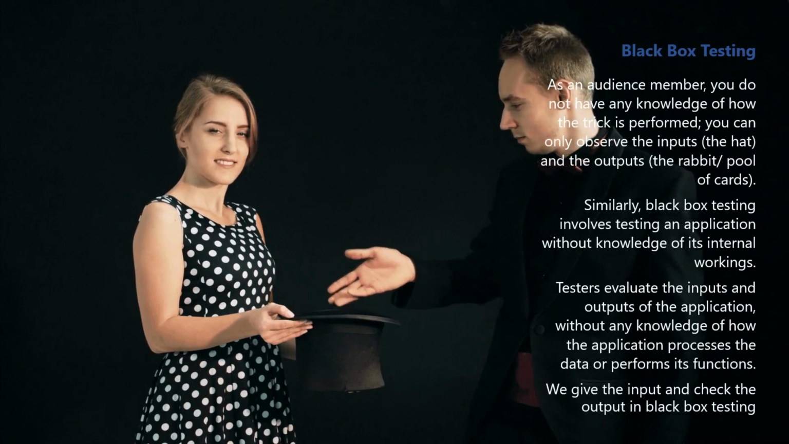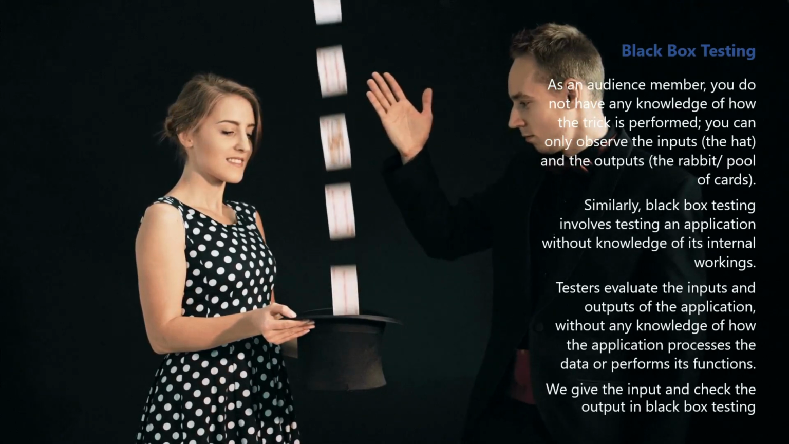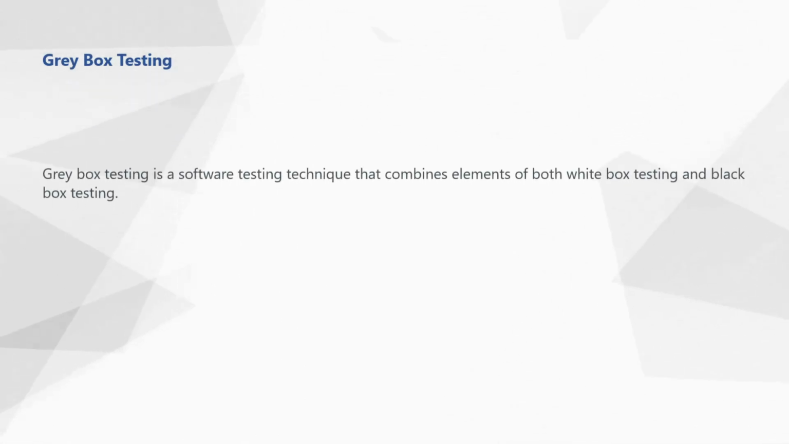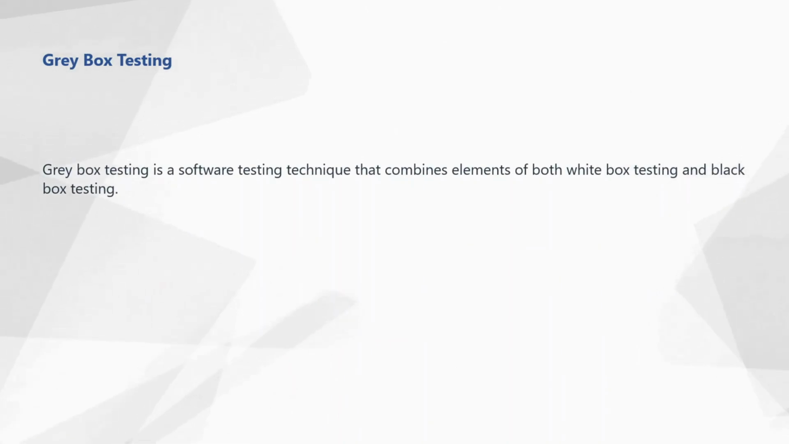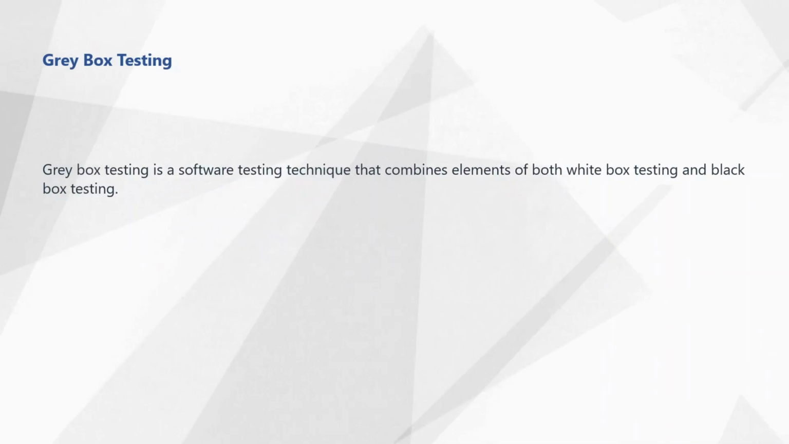We give the input and check the output in black box testing. Let's move on to gray box testing. As the name suggests, gray is a mix of white and black. Gray box testing is a software testing technique that combines elements of both white box testing and black box testing.